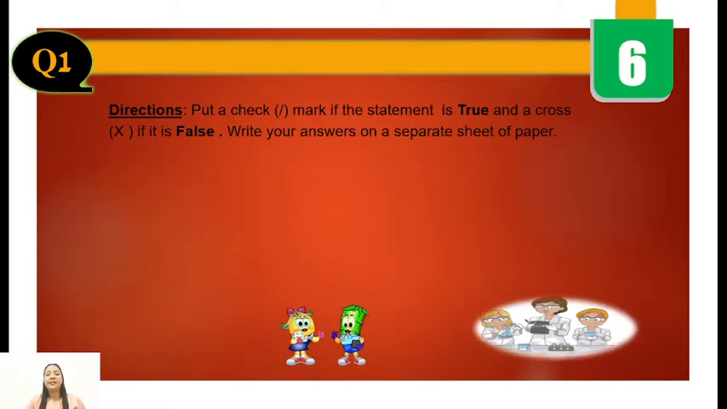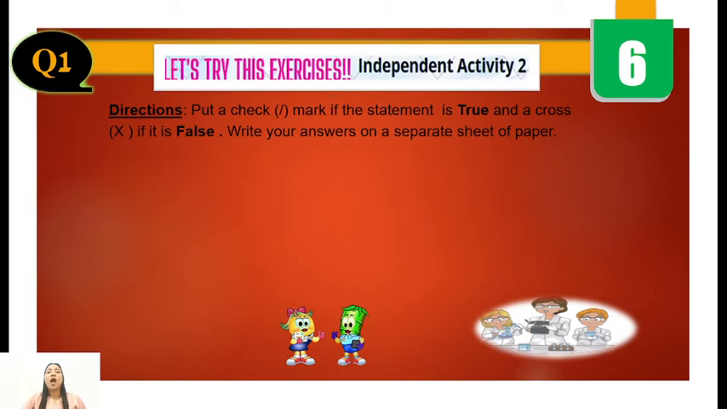Okay, this time, let us answer these exercises for our independent activity number 2. For the directions, it says here, put a check mark if the statement is true and a cross mark if it is false. Write your answers on a separate sheet of paper.